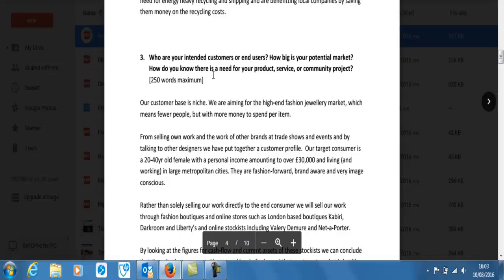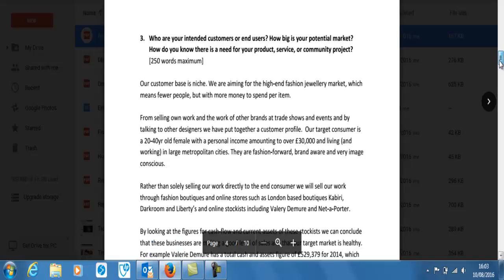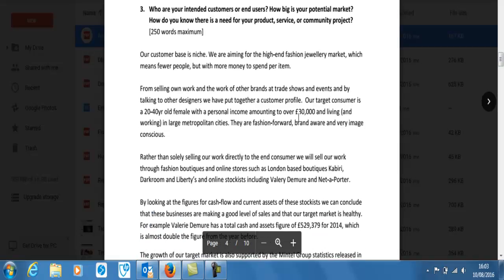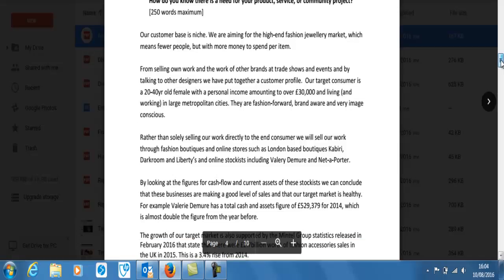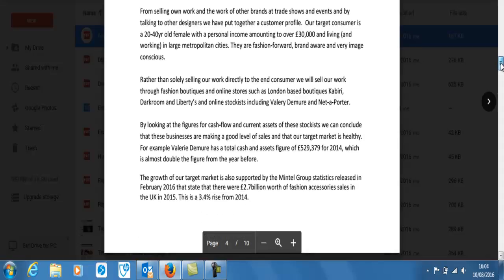Again, 250 words, so use the full 250 and put stuff in here like our target consumer is 20 to 40-year-old female. So they've put an age range, they've put the gender of the person they're aiming for, and their income and where they live and what their interests are, that sort of thing. If you're going to have a product or a service which is going to succeed, you need to look into those sorts of details. Again, they've used the full amount.